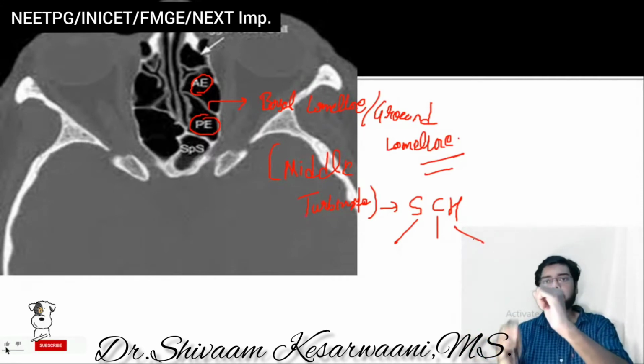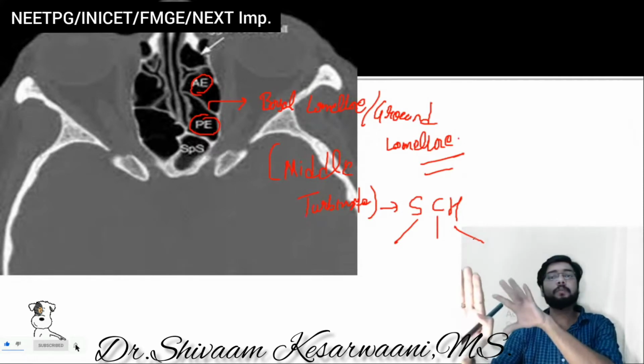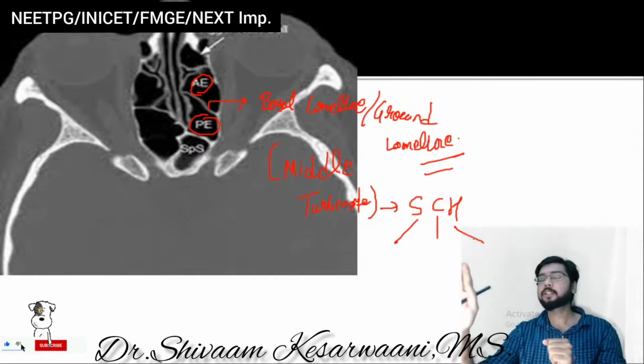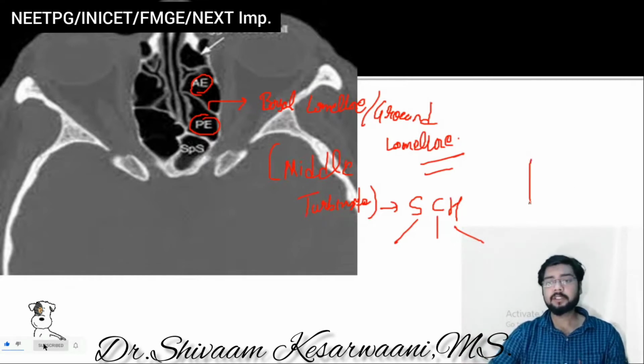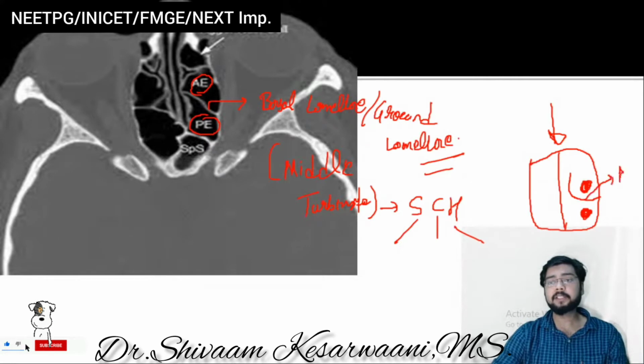If you insert the endoscope, you will see the sagittal part of the middle turbinate. Then if you remove the bulla, you will see the coronal part, that is your ground lamella. Whichever cells of ethmoid are anterior to the basal lamella are your anterior ethmoidal cells, and whichever are posterior are your posterior ethmoidal cells. If this is your nose and you are inserting the endoscope, and the middle turbinate is curving like this, whatever is here is anterior ethmoidal cell, whatever is here is posterior ethmoidal cell, and this is your basal lamella.